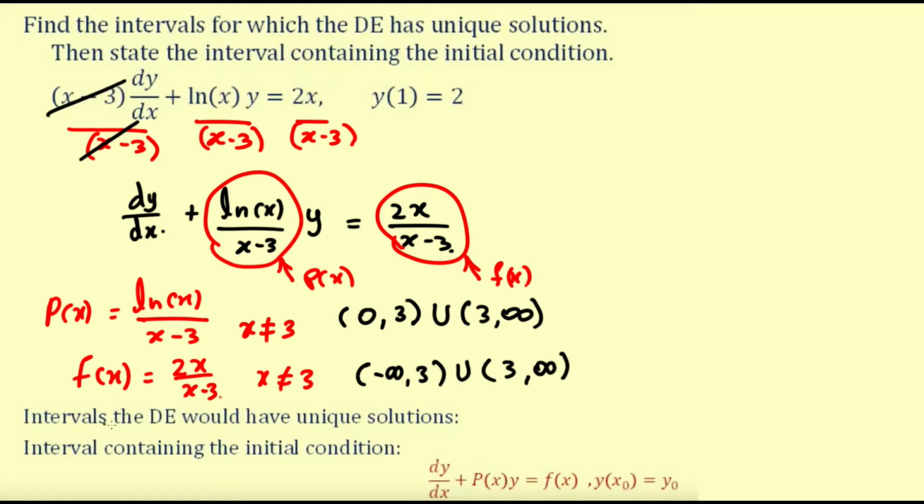Here they are asking for the interval where the differential equation would have a unique solution. That's going to be this interval, 0 to 3 and 3 to infinity. And then the interval containing the initial condition. The initial condition is y of 1 is equal to 2. Where is this 1 coming from? 1 is between 0 and 3. So 0 to 3 is the answer for this one. And that's it for this problem.